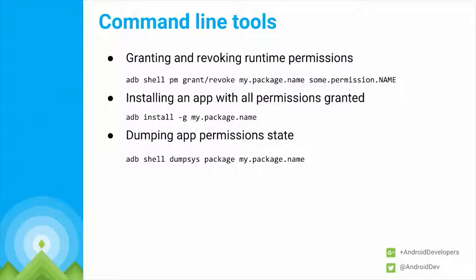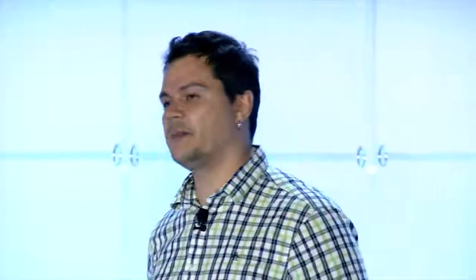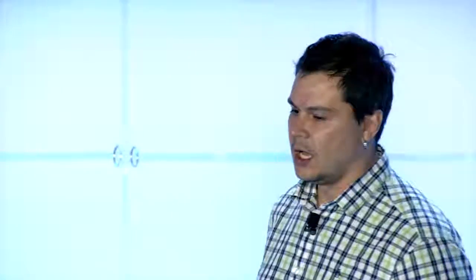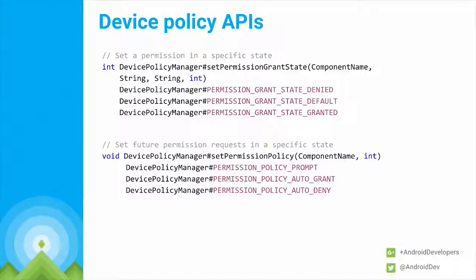all permissions are granted. Sometimes it's useful to dump the permission state for your application. adb shell dumpsys package and then a package name dumps the state of your package in the package manager, and it also lists all the permissions. We also have some device policy APIs. This is for people who write device policy, which is fairly rare, but there is a way for you to specify, hey, this permission for this app is always granted or always denied. Or you can say, for every subsequent request, I want permissions to be automatically denied or automatically approved.